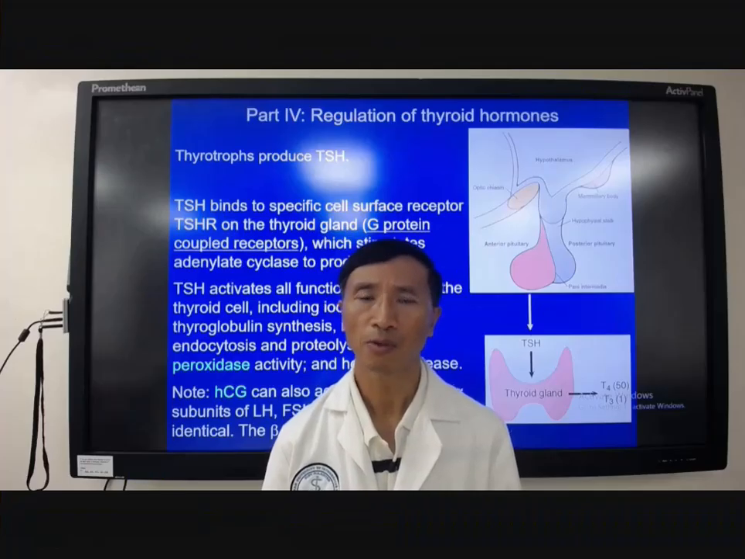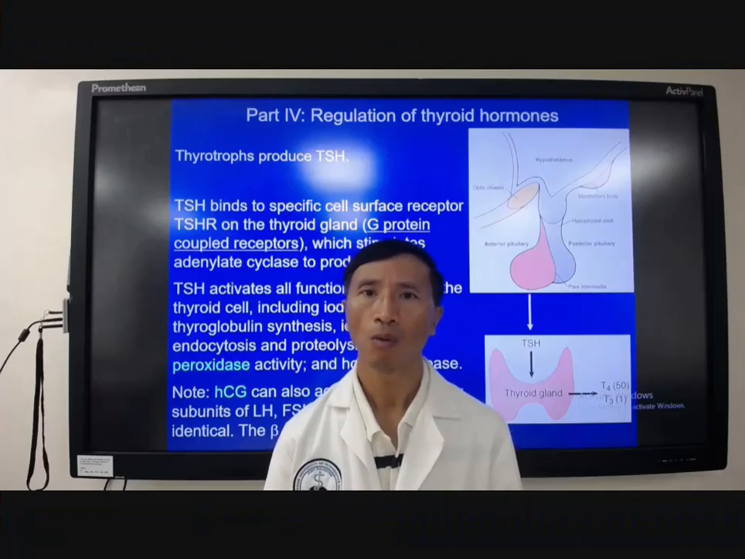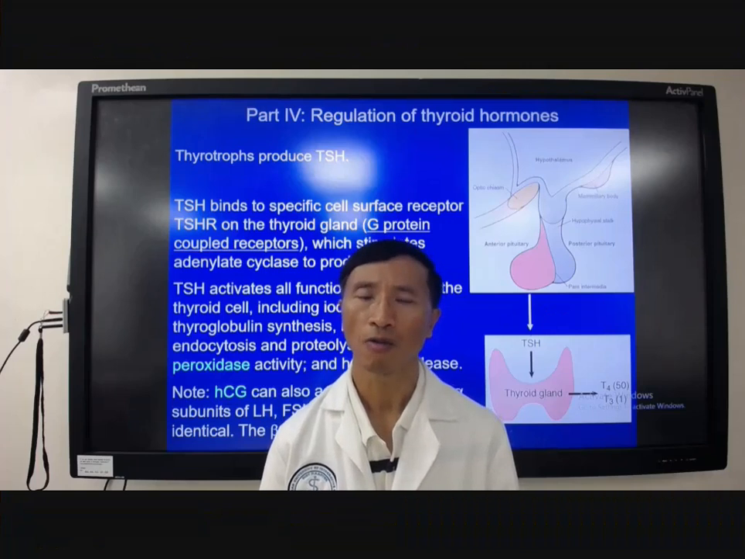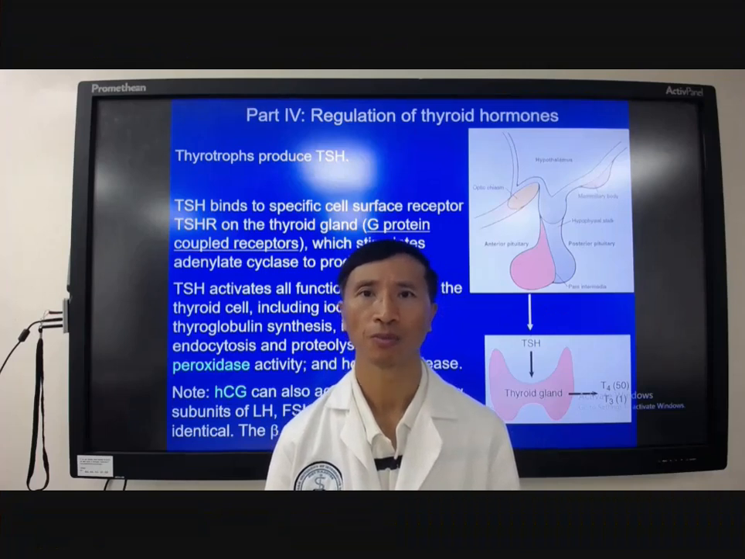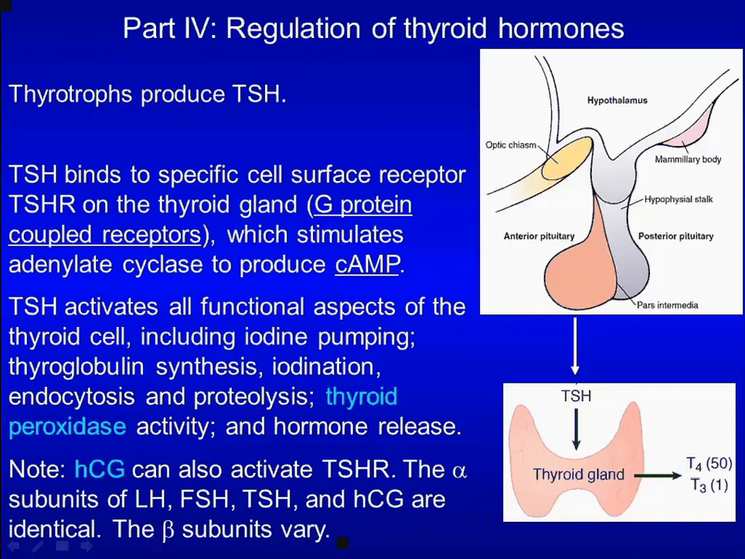Now, let's move to part 4. We will look at regulation of thyroid hormones. Thyrotrophs produce TSH. TSH binds to specific receptor on the thyroid glands. They are G-protein coupled receptors, which stimulate adenylate cyclase to produce cyclic AMP.